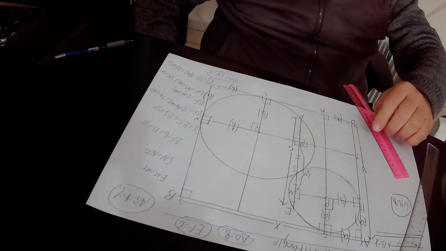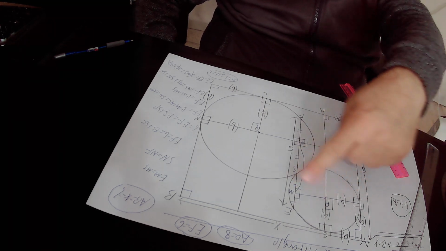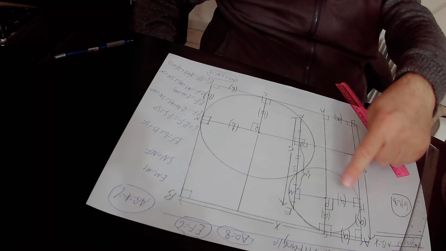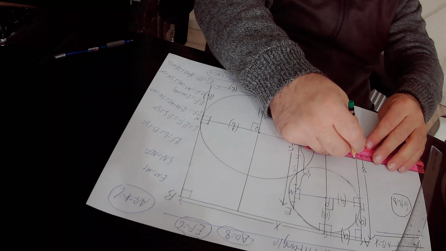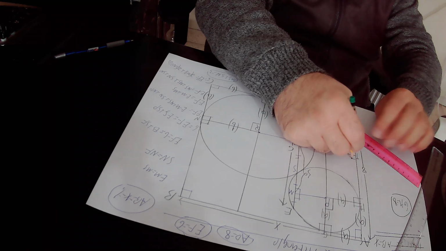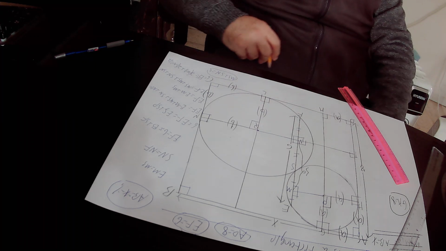So in quadrilateral EMNT, we have 1, 2, 3 right angles. Therefore the fourth angle must also equal 90 degrees, according to the rule that the sum of the angles in any quadrilateral is equal to 360 degrees.